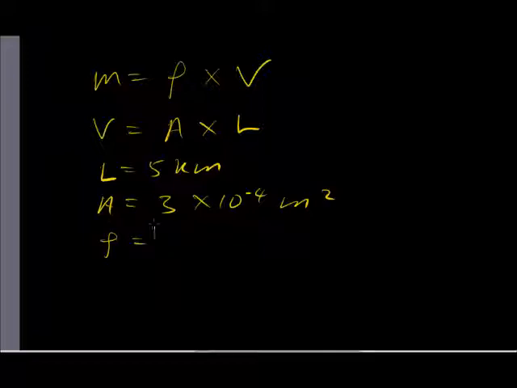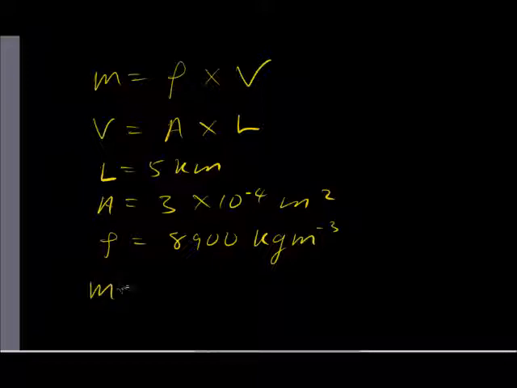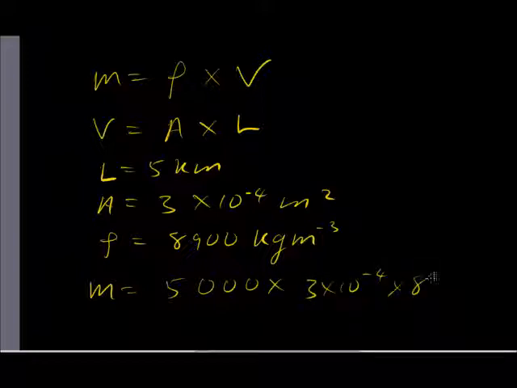And the density of the cable is given as 8,900 kilogram per meter cube. So with this information, we can now calculate the mass of the copper cable. It's given by 5,000 multiplied by 3 times 10 to the power minus 4 multiplied by 8900, and this gives 4,050 kilogram.